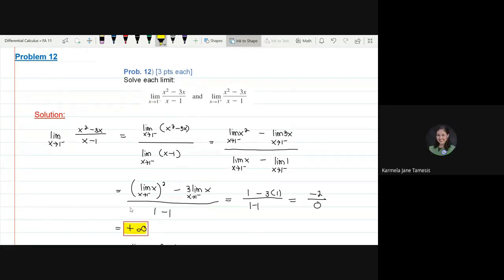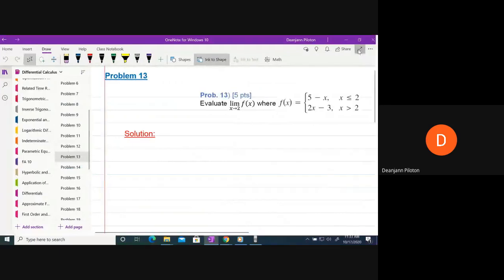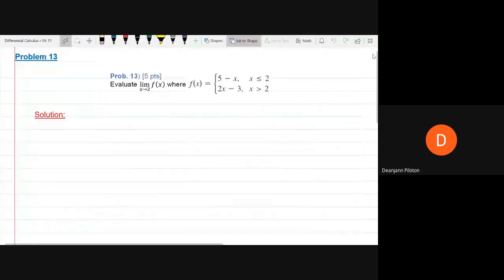No, sir. None. So, proceed. Ayan. So, next is problem 13. In problem 13, we will evaluate the limit as x approaches 2. Take note, class, this is a piecewise function. Meaning, it has a different function for a certain range or value of x, and a different one for another value of x.